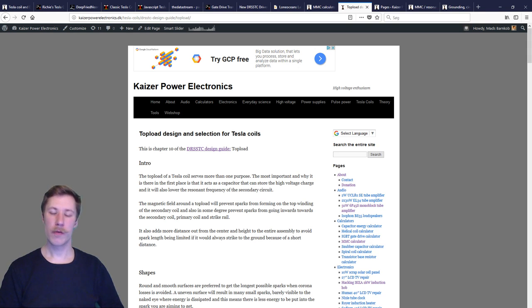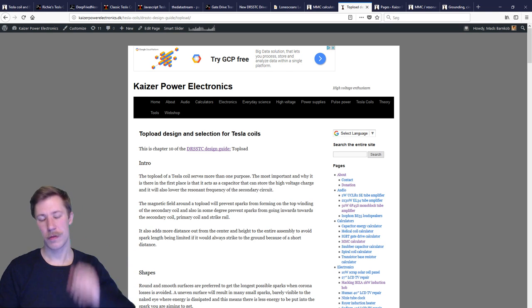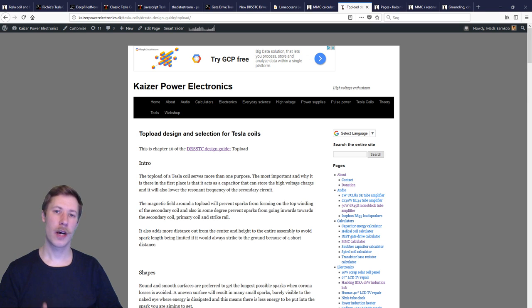So for a dual resonance solid state Tesla coil, you should always use a toroid top load. You can even use a smaller one and then a bigger one on top of it, in order to do even further field shaping around the top of the secondary coil. But I have not found that it was necessary to do so.